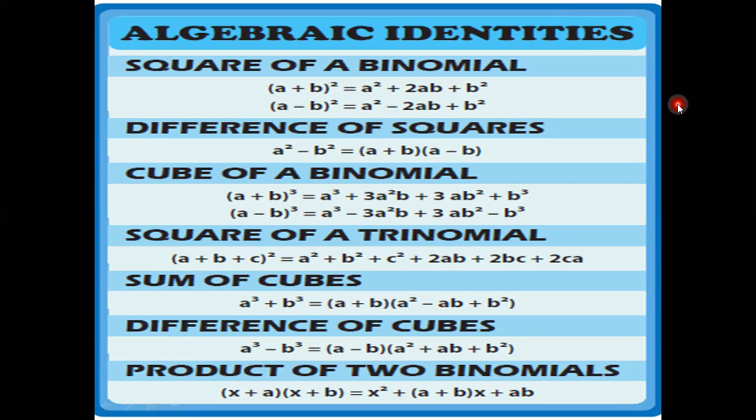Apart from this, we shall also use an identity which we have learned in our previous grades, and that was (x plus a) into (x plus b), which is equal to x squared plus (a plus b) into x plus ab. So, dear students, please ensure that you learn all these 9 different algebraic identities thoroughly.